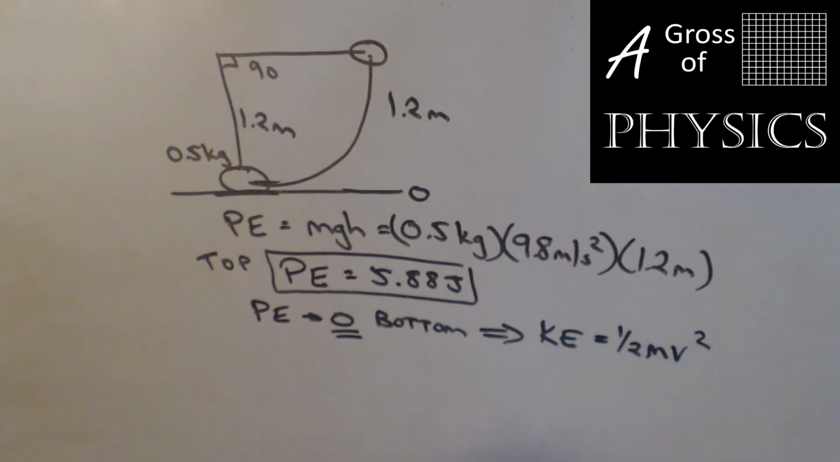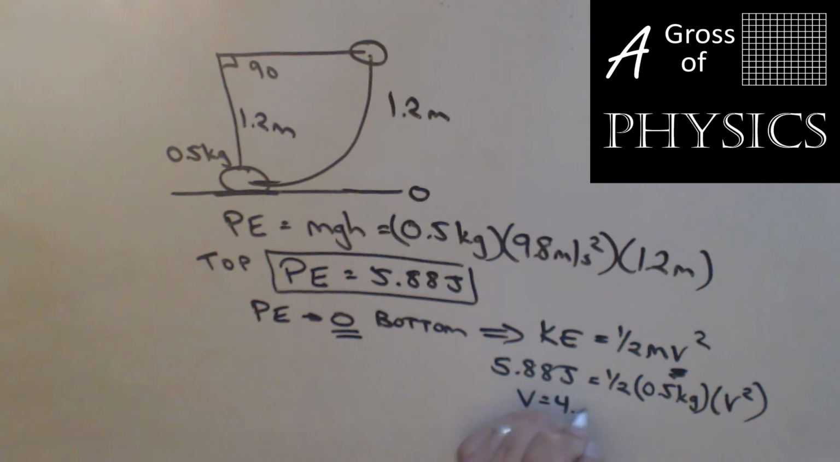1/2 mv squared. And what we can actually do is use that to find out the speed at the bottom of the swing. So if we just do that, 5.88 joules, because it all has to turn into it, equals 1/2 times 0.5 kilograms times v squared. So 5.88 divided by 0.5 divided by 0.5 again, square root, we're going to get v to be 4.85 meters per second.